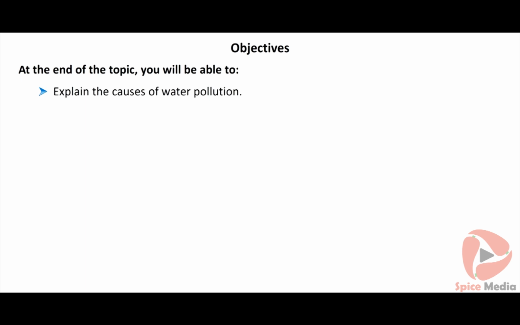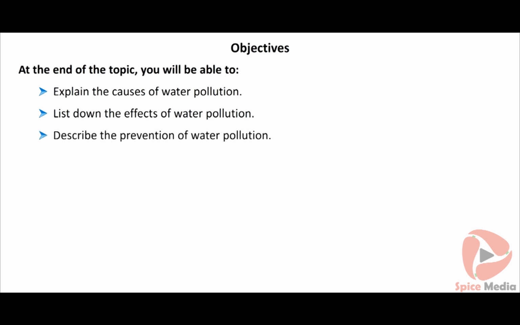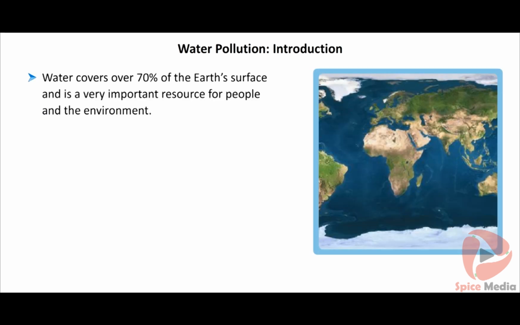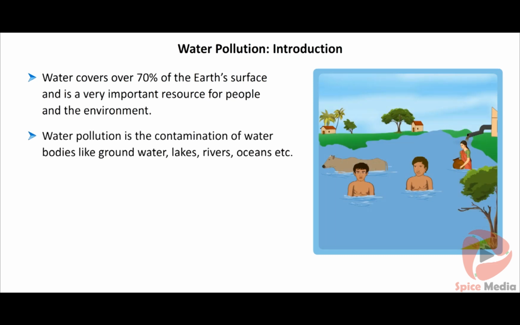At the end of the topic, you will be able to explain the causes of water pollution, list down the effects of water pollution, and describe the prevention of water pollution. Water pollution. Introduction. Water covers over 70% of the Earth's surface and is a very important resource for people and the environment. Water pollution is the contamination of water bodies like groundwater, lakes, rivers, oceans, and so on.